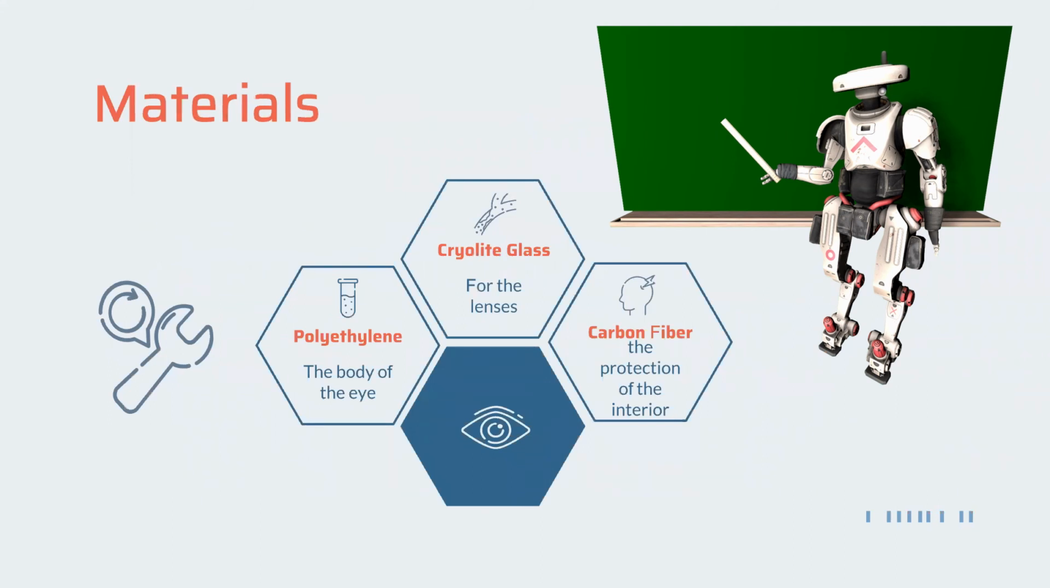Here we can see the materials. So these are the materials that will be used to make the eye. First, we have polythene, which would be the main body of the eye. Cryolite glass, which will be used for the lenses, and carbon fiber will be a small type of chamber that will keep all the lenses and photoreceptors in it in order to protect them from any damage.